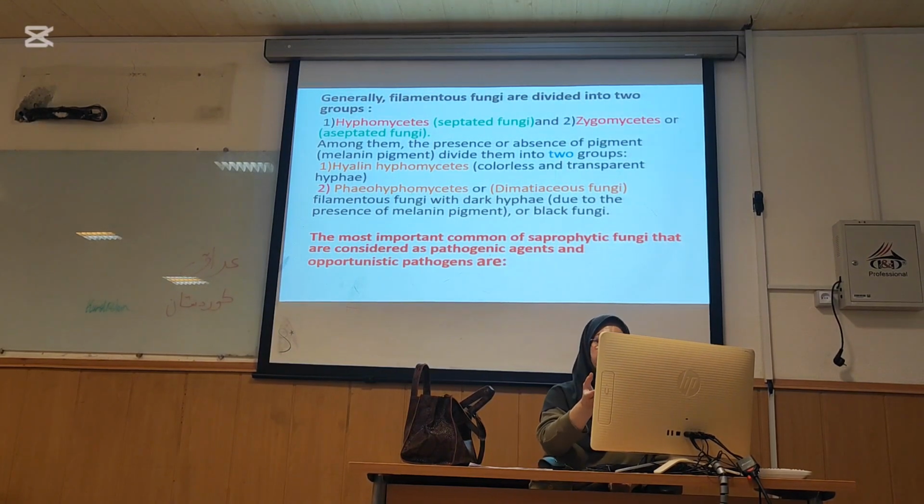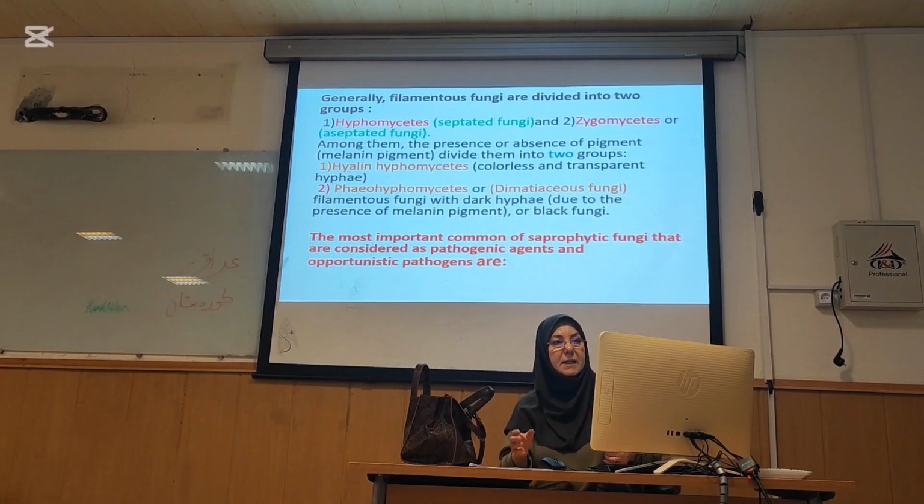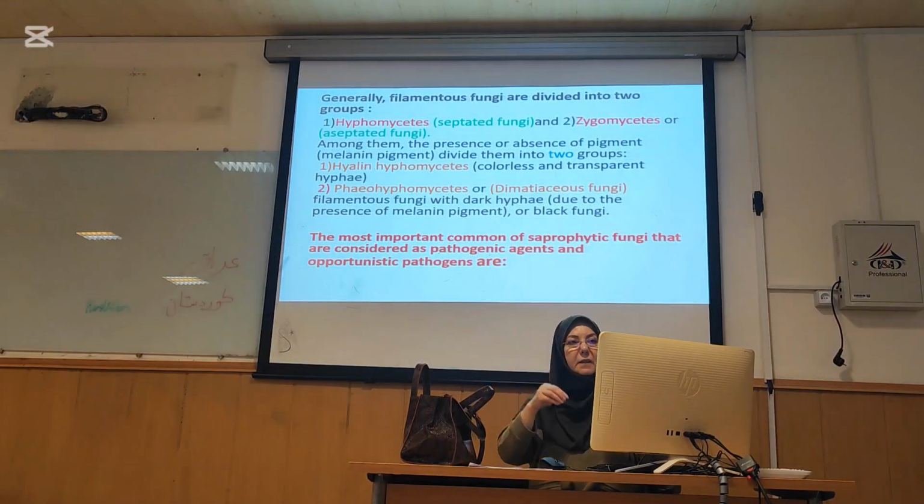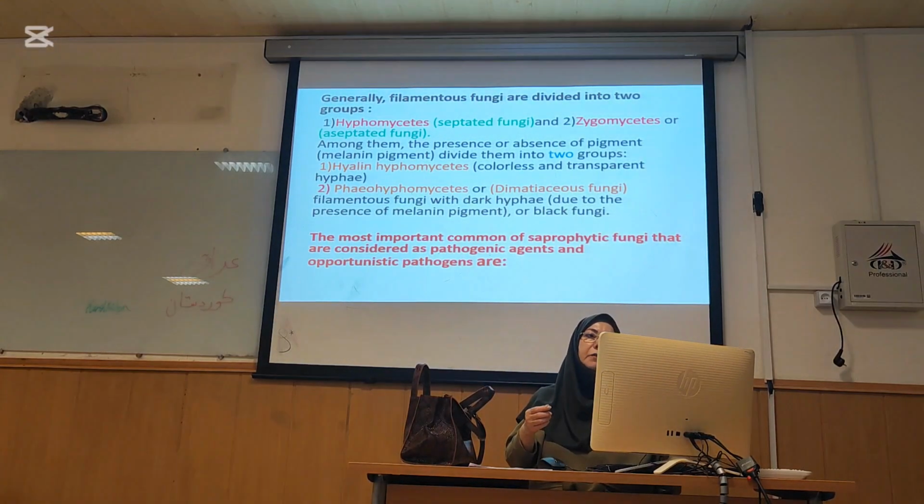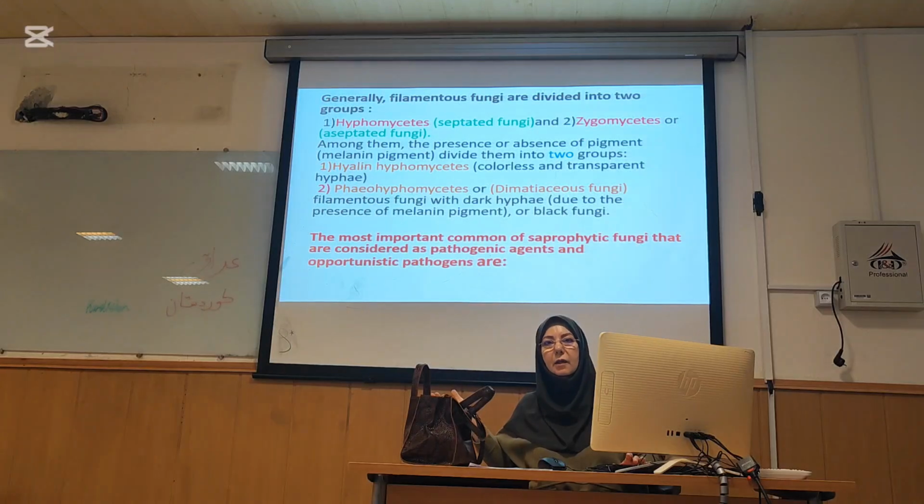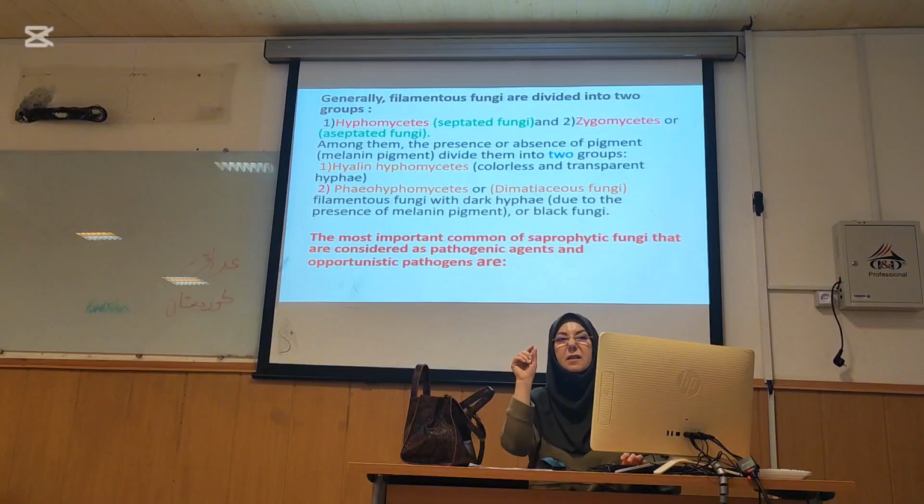So we named this group of fungi phaeohyphomycetes. Pheo means dark or black. So hyphomycetes include two groups. Hyaline hyphomycetes means without any melanin, and phaeohyphomycetes means with melanin. Hyaline hyphomycetes have no color under the microscope, just with staining you can see them as blue. But phaeohyphomycetes, because of melanin in their cell wall, are seen as dark or brown color. Okay?